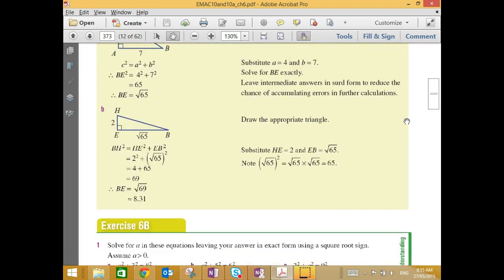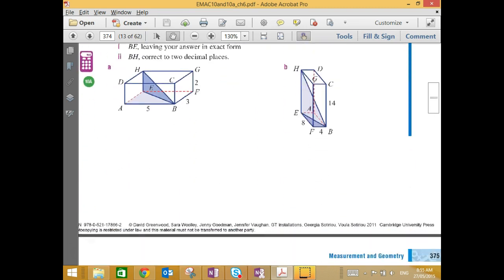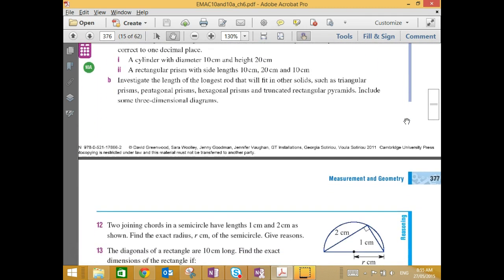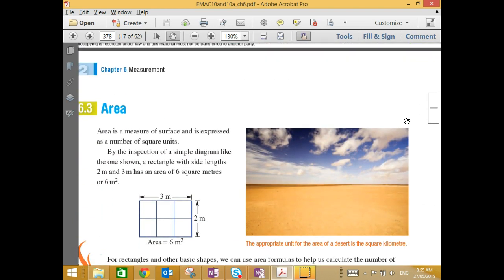Oh, Pythagoras in 3D, very exciting. You've done all of that sort of stuff before. None of that is new. You did it in grade 8 and grade 7. Wow, look at that exciting stuff.